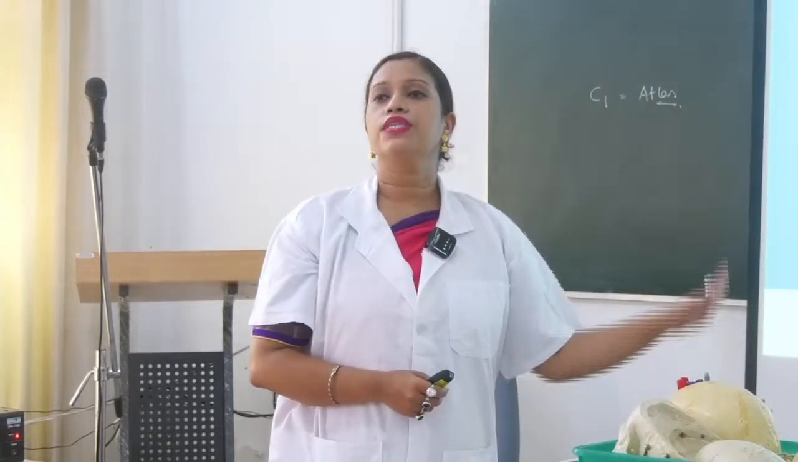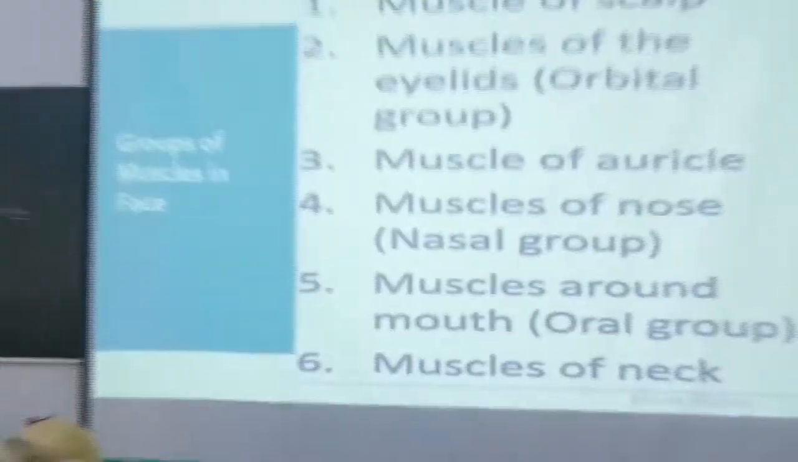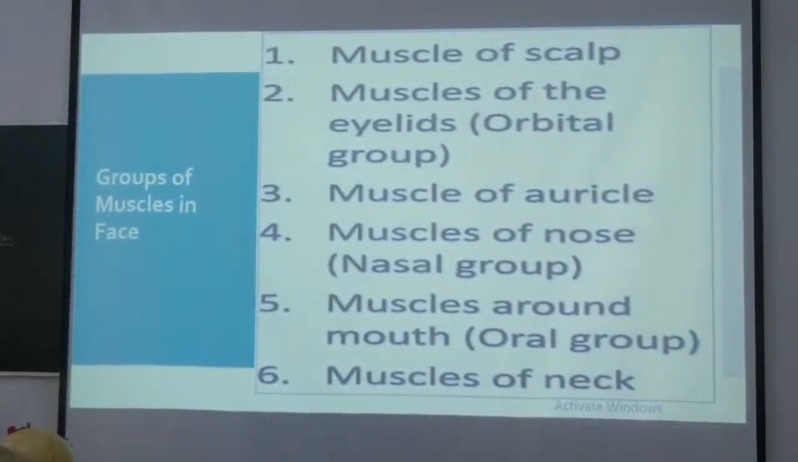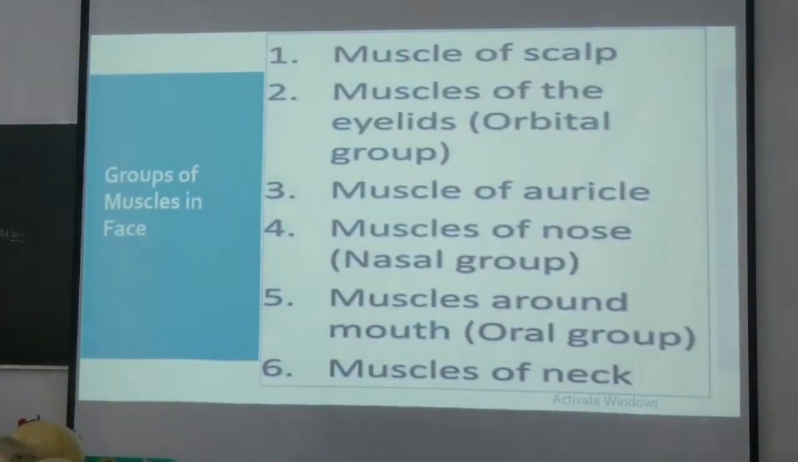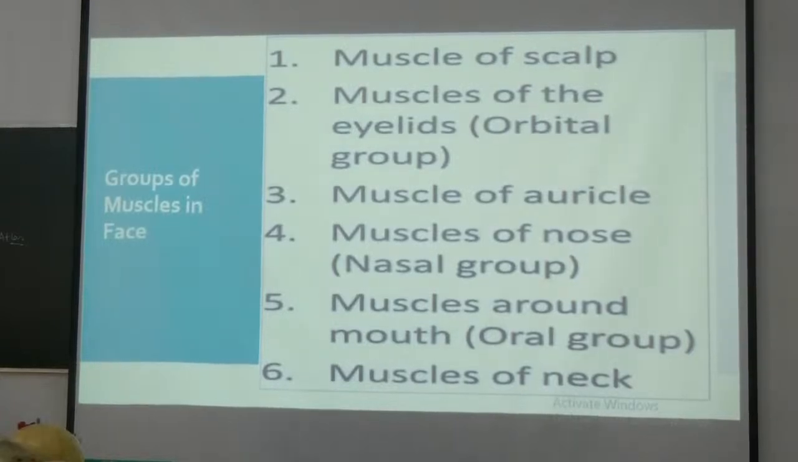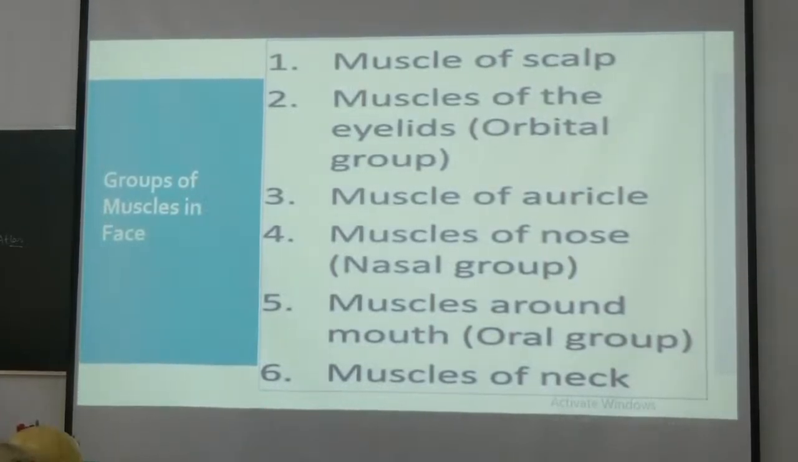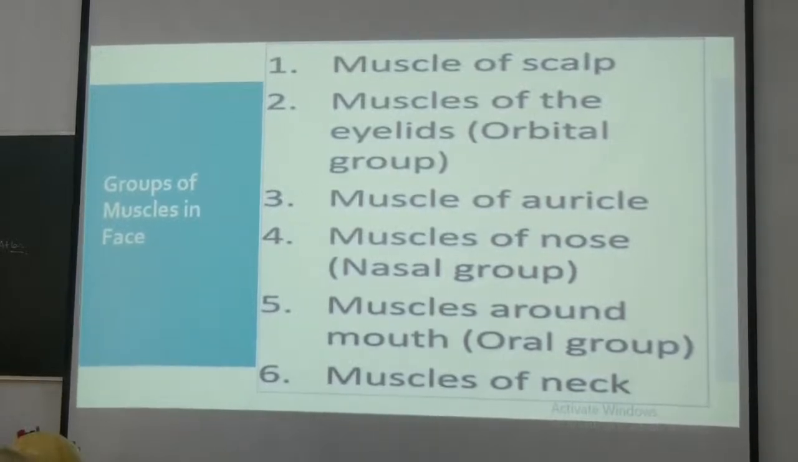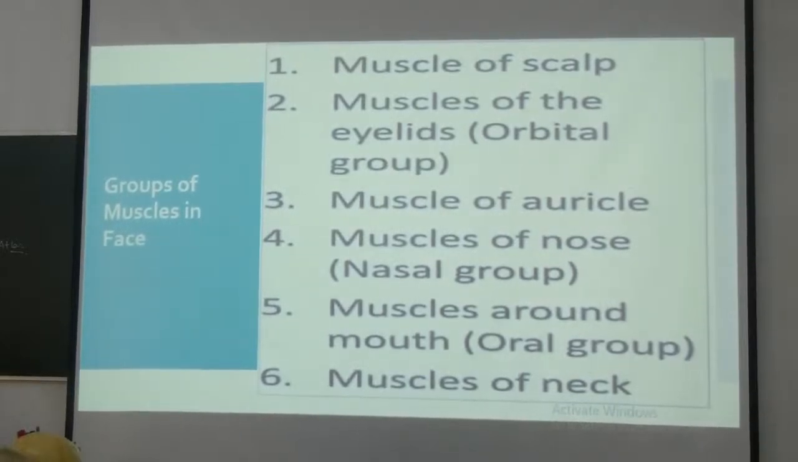Okay, now if you see the whole musculature of the face, it is divided into 6 groups. First one is the muscle of scalp. Tell me which is the muscle? Occipitofrontalis. So for the muscle of scalp, consider only one muscle, that is occipitofrontalis.